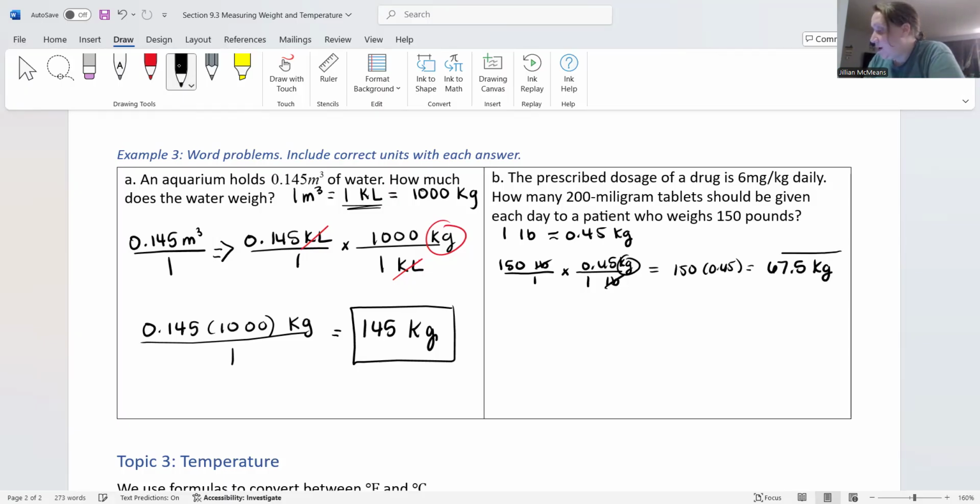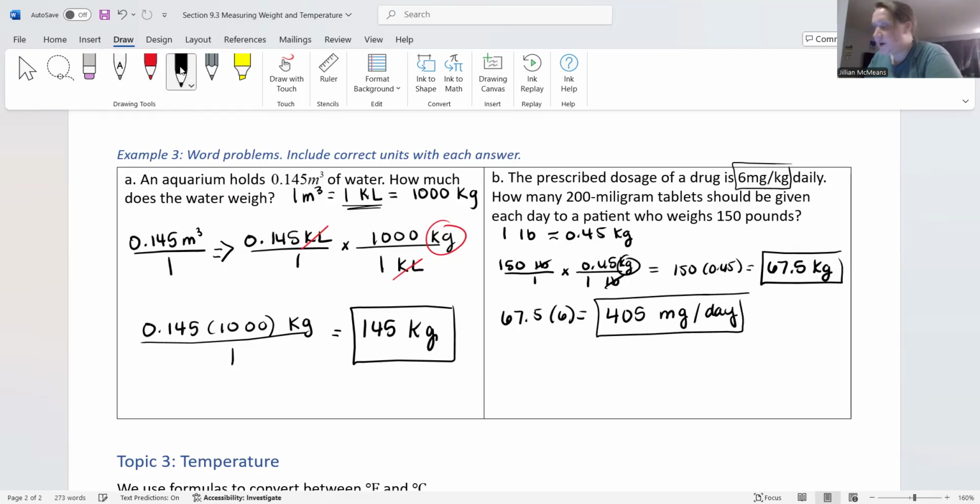So this is the weight of our patient. Well, that's great. But how much medication does this patient need? For each kilogram of weight, they need 6 milligrams of medication. We were given that up here. So we want to take their weight in kilograms and multiply it by 6. That's going to tell us how many milligrams of the medication. So we get 67.5 times 6. And using your calculator again, you should get 405. So this patient needs 405 milligrams per day.